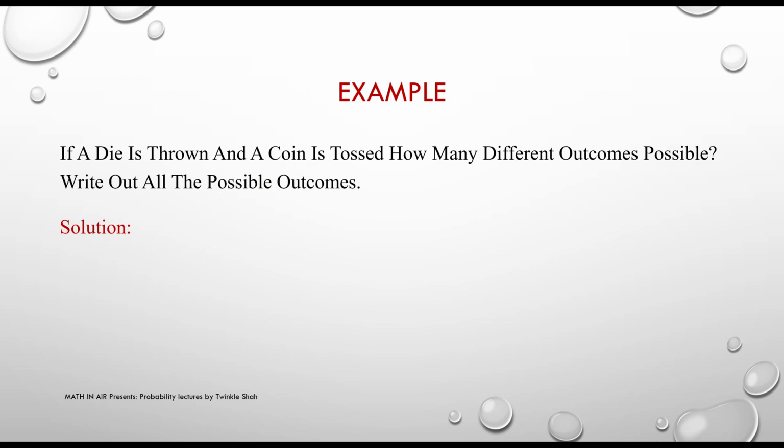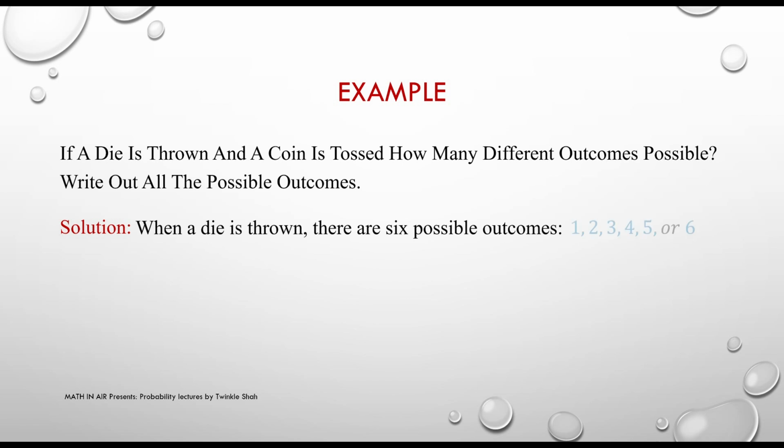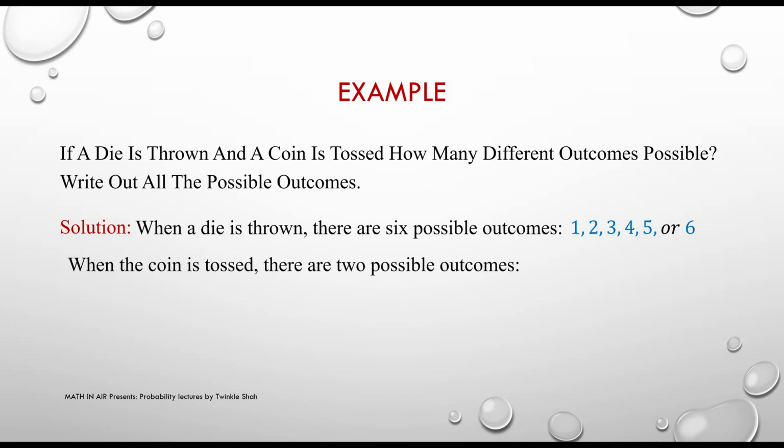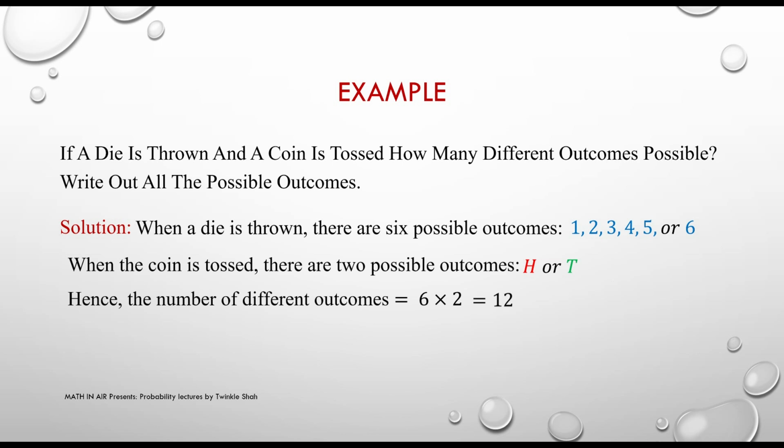Now let's see an example. If a die is thrown and a coin is tossed, how many different outcomes are possible? Write out all the possible outcomes. Now let's understand the solution. When a die is thrown, there are 6 possible outcomes: 1, 2, 3, 4, 5 or 6. When the coin is tossed, there are 2 possible outcomes: head or tail, H or T. Hence the number of different outcomes is 6 times 2, which equals 12.